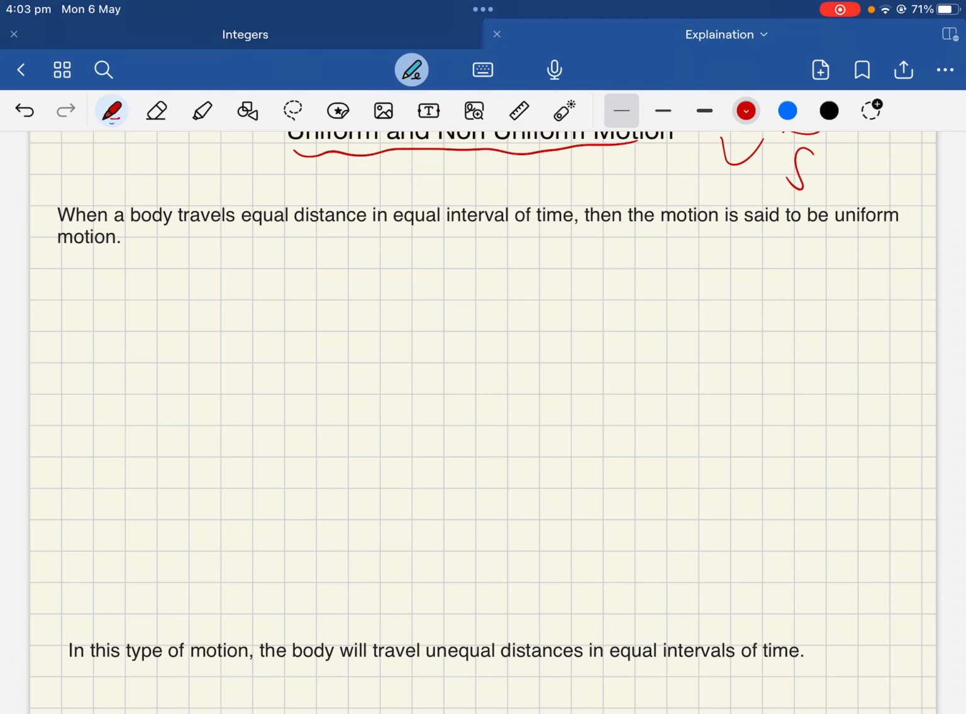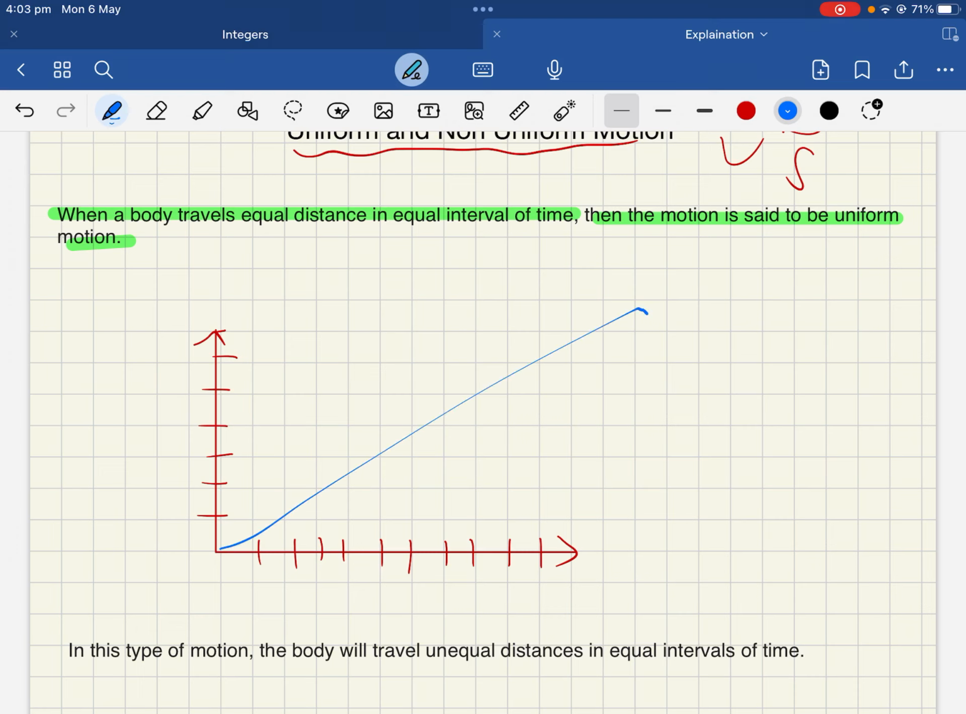First, when a body travels equal distance in equal interval of time, then the motion is said to be uniform motion. What is meant? We can understand this with the help of a distance-time graph. Just plot some lines. Okay, now, equal distance in equal interval of time means the speed will remain constant.